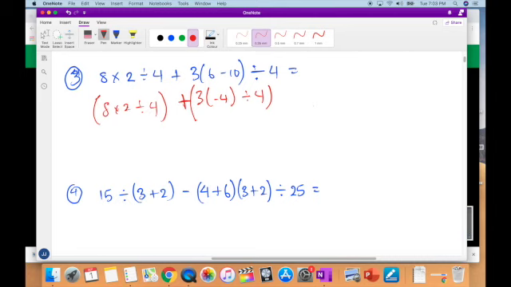So I could say 2 divided by 4 is a half, and a half multiplied by 8 is 4. Or I could say 8 times 2 is 16, 16 divided by 4 is 4. Plus, on this side here, negative 4 divided by 4 is negative 1, multiplied by 3 is negative 3. So this answer here is 4 minus 3, which is 1.